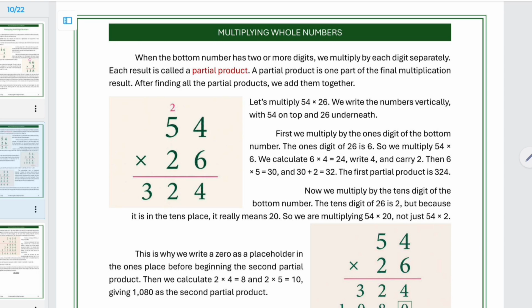Let's multiply 54 times 26. We write the numbers vertically with 54 on top and 26 underneath. First, we multiply by the ones digit of the bottom number. That's this one. So we multiply 54 times 6. We calculate 6 times 4 equals 24. We write the 4 and carry the 2. Then 6 times 5 equals 30, and 30 plus 2 is 32. The first partial product is 324.